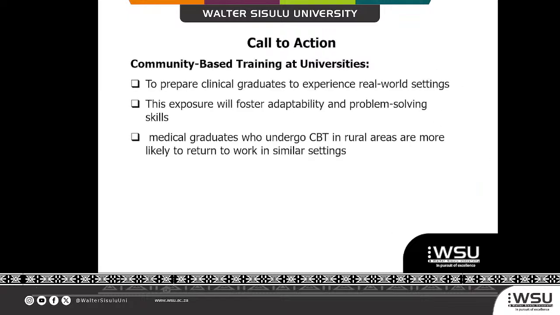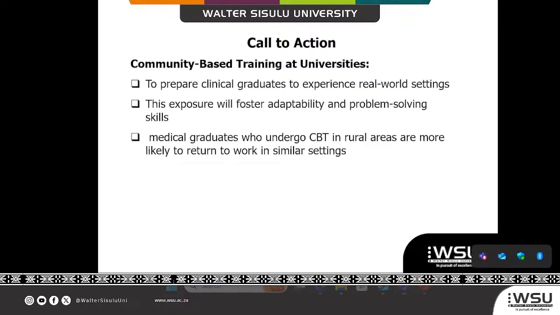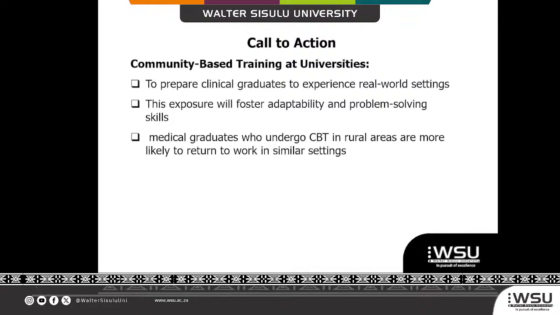As a call to action, as part of the recommendation, universities are advised to collaborate with local communities so as to provide medical students with hands-on community-based experiences. Institutions such as WSU University also deserve some recognition because they prioritize community-based training as a key component of their medical education.